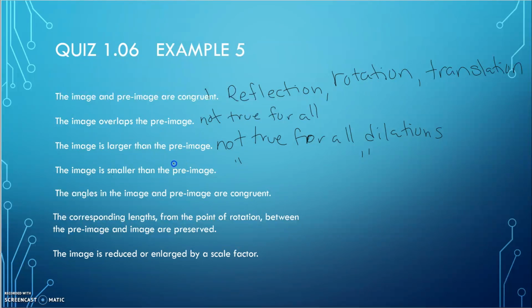The angles in the image and the pre-image are congruent. So the shape of the object does not change in any of the transformations except for dilation. And even in dilation, the angles remain the same, even though the size may change. So this is true for all transformations. It's true for reflection, it's true for rotation, it's true for translation, and it's true for dilation.